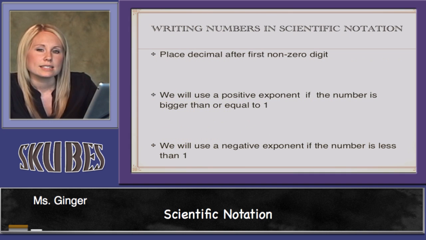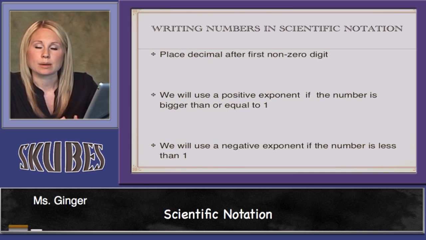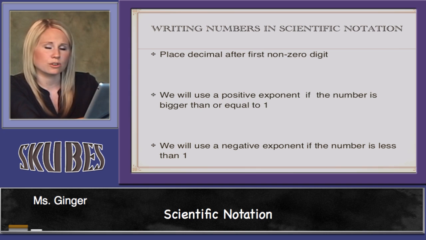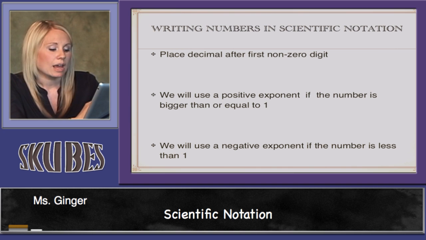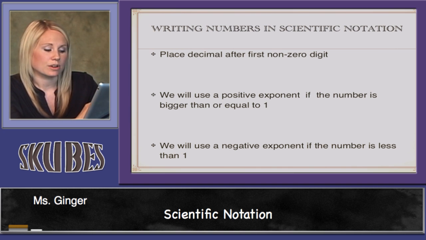So what does it look like? Scientific notation is simply going to be a number with a decimal multiplied by 10 to some power. I'm going to show you how to convert your numbers to that form. The first thing you're going to want to do is place your decimal after the first non-zero digit that you see and keep all of the digits intact. And then you're going to look to see if you have a positive number or a negative number. Okay? Talking about the exponent, we need a positive exponent if our number is bigger than or equal to 1, and we're going to need to use a negative exponent if our number is less than 1.